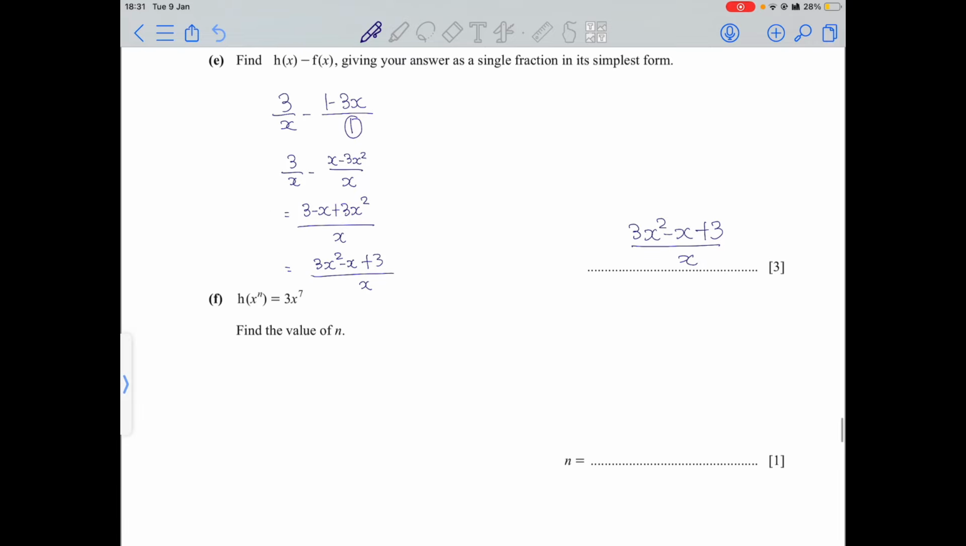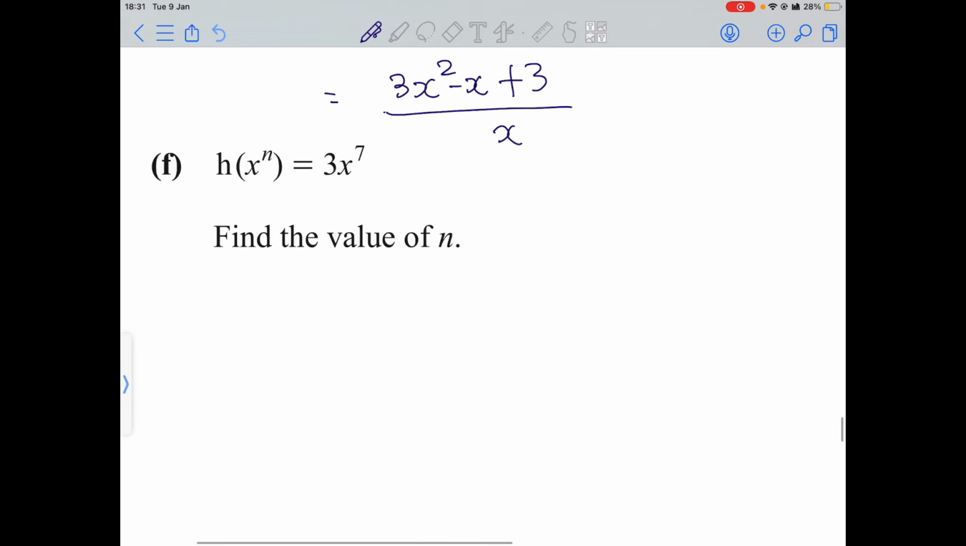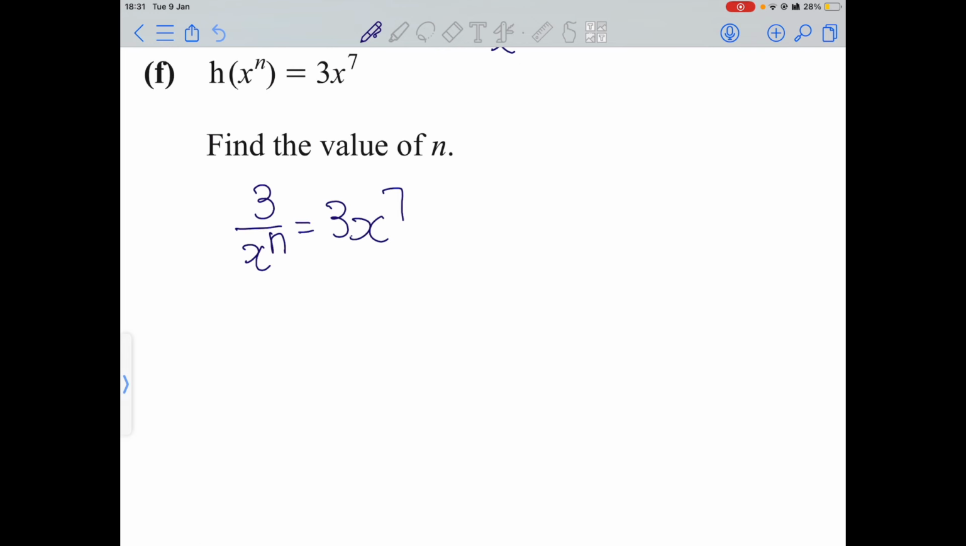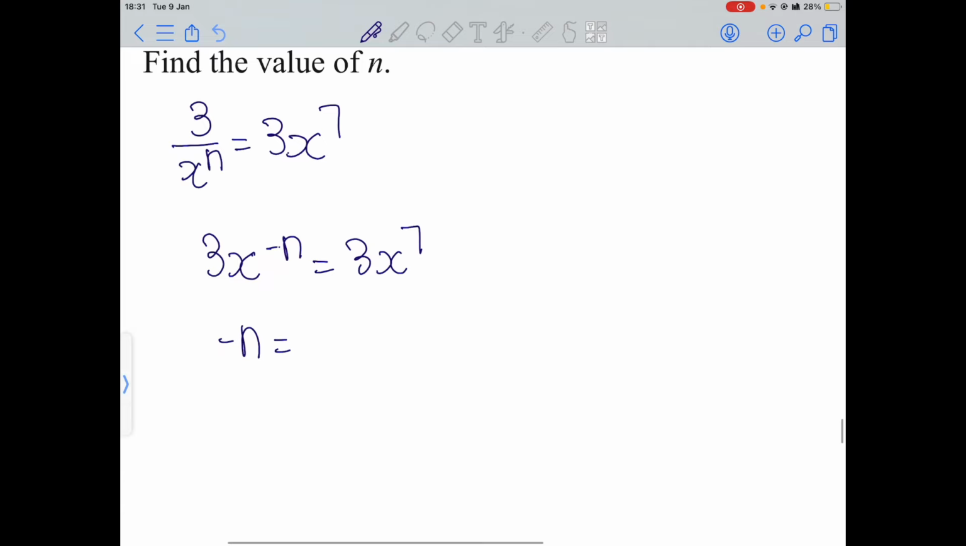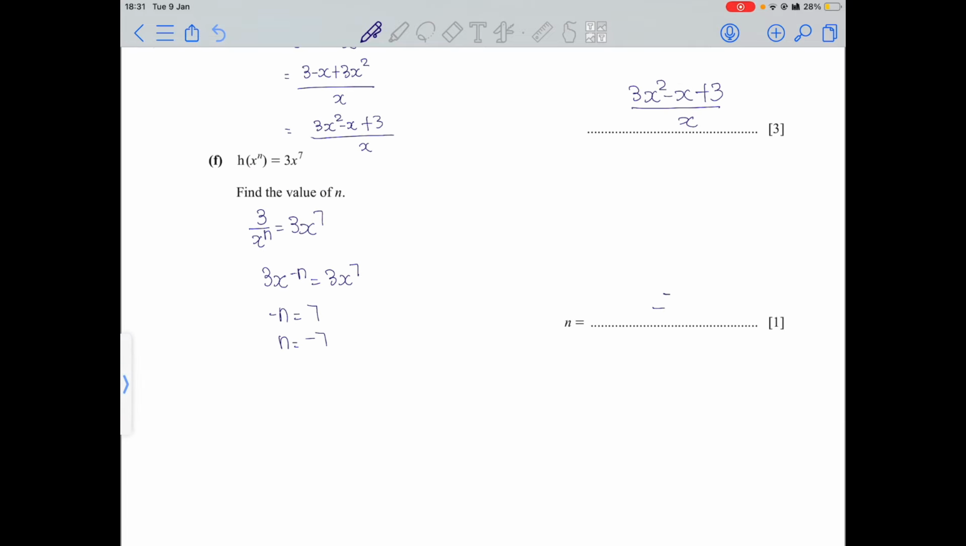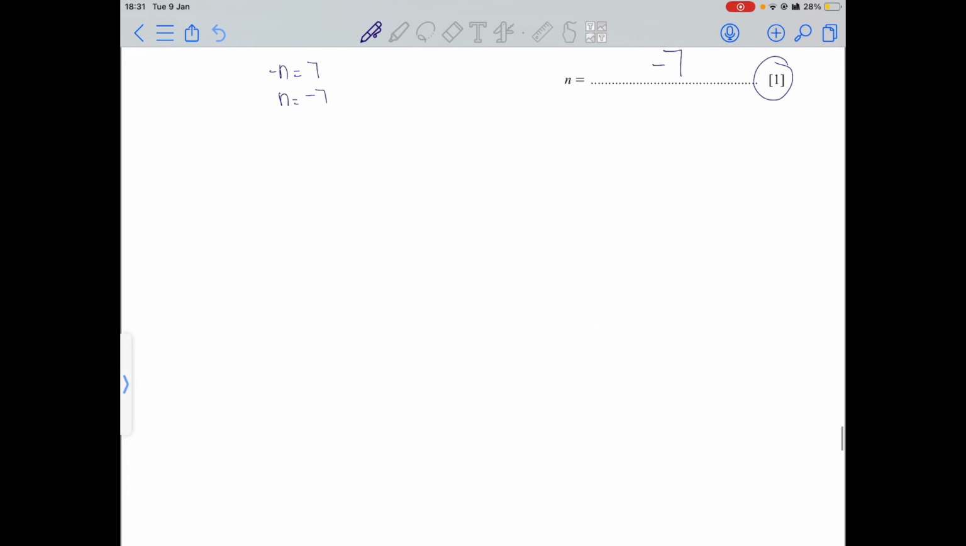Now it says that h of x to the power n is equal to 3x raised to 7. We write that h of x is 3 over x. So you are telling me that 3 over x raised to n is 3x raised to 7. One important point is that you can move this fraction x to the n upward by giving n a negative value. So 3x raised to negative n is equal to 3x raised to 7, since 3x and 3x are the same. So negative n is equal to 7, so n is equal to negative 7. Pretty straightforward question, that's why I'm just giving you 1 mark here, negative 7.